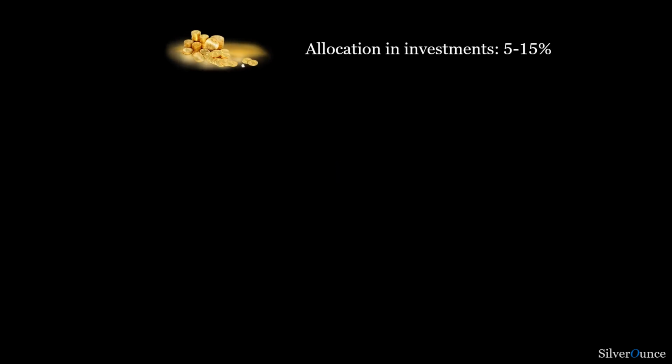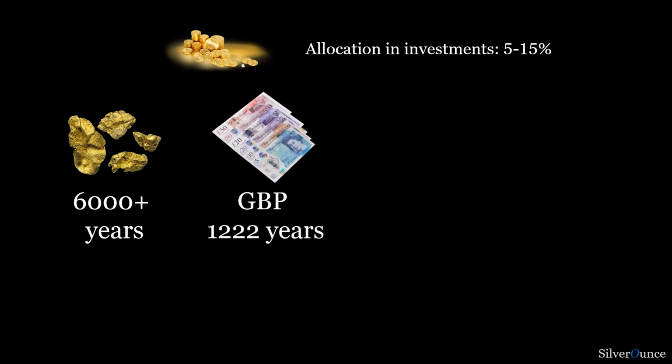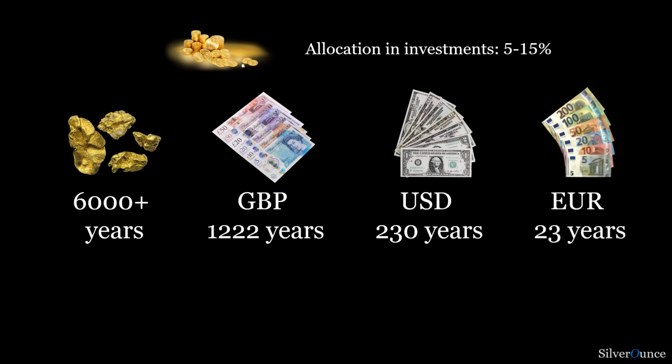It is worth investing 5 to 15% of your savings in gold based on the market consensus. Gold is 6,000 years old money. The First Book of Moses, chapter 2, verse 12. The British sterling is 1,222 years old, the American dollar is 230 years old, and the euro is 23 years old. The smaller coin is more expensive per gram of gold.